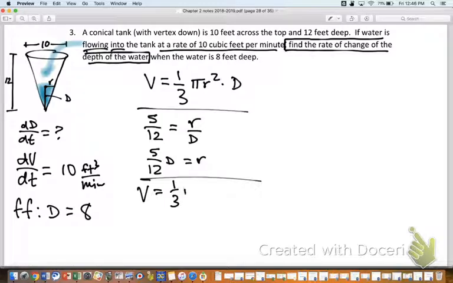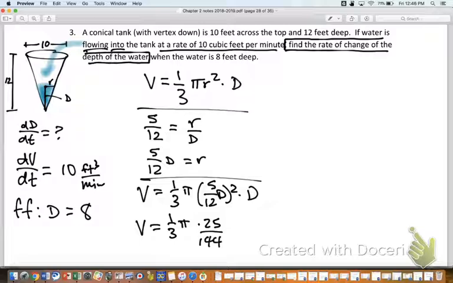Volume equals 1/3 pi times 5/12 R squared. Yeah, 5/12 D squared, sorry, times D. So all I've done is replace the R with 5/12 D. We only have a little bit less than a minute left, but you're going to see this finish quickly. So volume equals 1/3 times pi times 25/144, right? 5/12 squared. You guys good? 5 squared is 25, 12 squared is 144. D squared times another D is D cubed, isn't it?